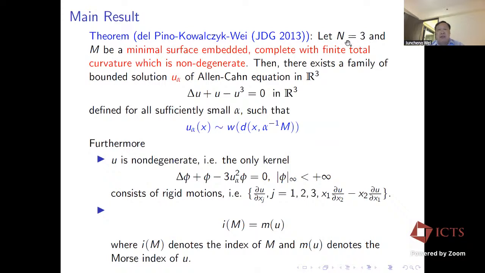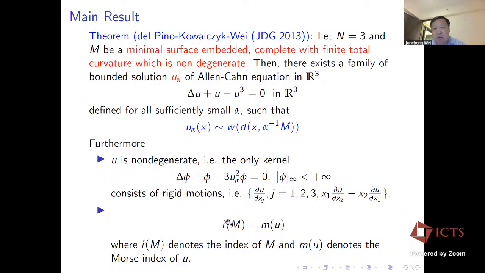So n equals 3 and M is an embedded minimal surface which is non-degenerate. The result is the following. There is a solution to the Allen-Cahn equation such that the nodal set of the solution is almost like the minimal surface, but enlarged by scaling, so the nodal set is like M over alpha, where alpha is very small. Furthermore, u is non-degenerate, so the only kernel are given by translation and rotation.